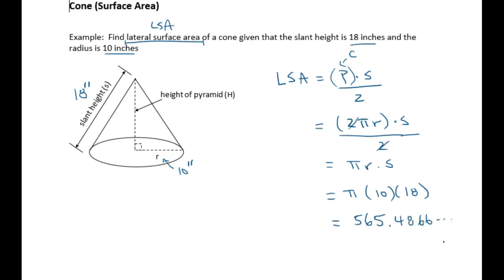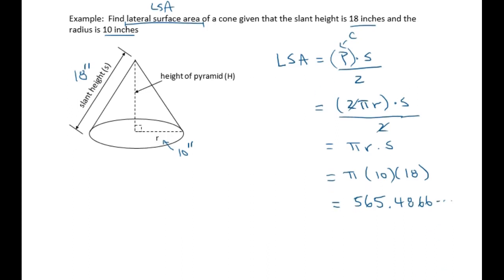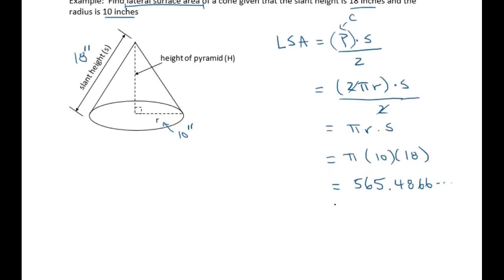I end up getting 565.4866, etc., and I'm going to round that to 2 decimal places, again, whatever is appropriate in the question. So approximately equal to 565.49, and this is an area, so we are in inches squared. If you want to go the next step to find your TSA, all you have to do is find the area of your circle and then add that associated to it.